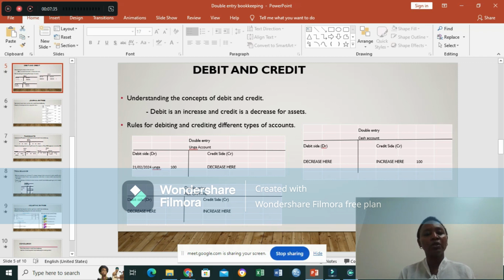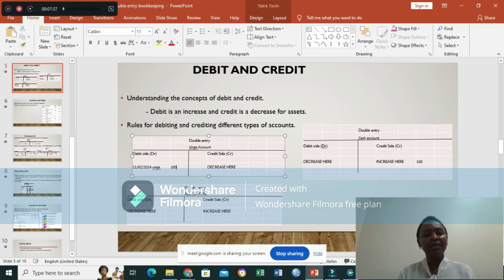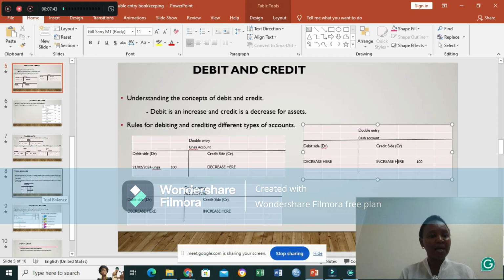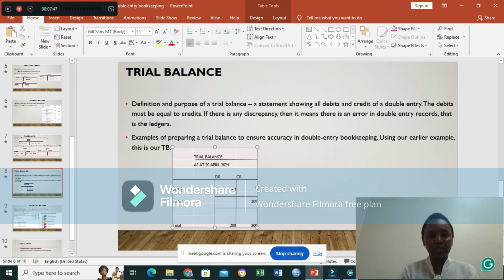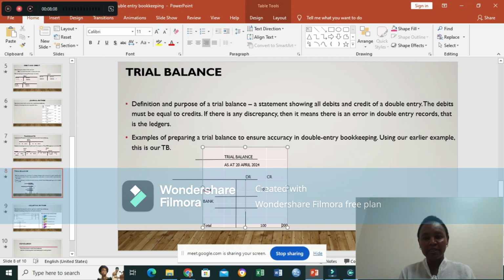Supposing you forgot, you just debited your unga but you forgot to credit your cash account. It means that in this trial balance, you will have your unga here. Let me even demonstrate that one here. You debit it with 100 shillings, but you will not have anything else. Meaning that totals here, you are going to have a total of 100 shillings, and on this side you are going to have a total of 0.